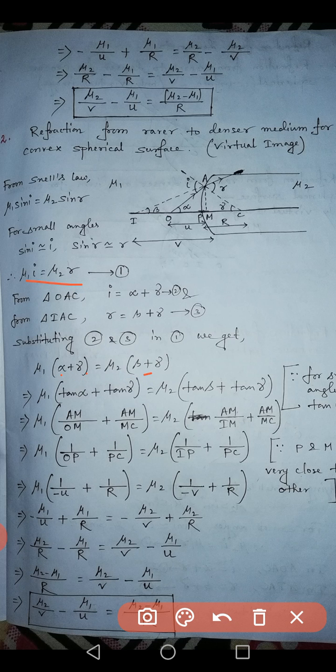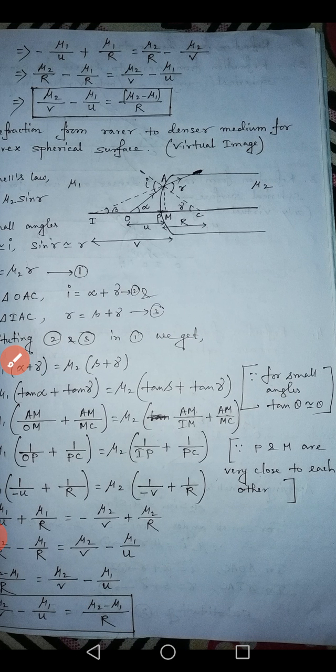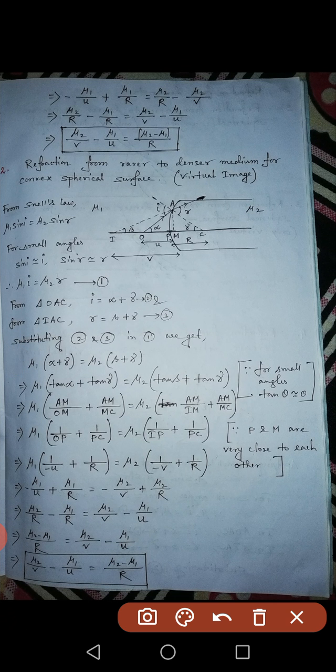Then what do we do? Alpha, beta, gamma, these are very small angles, so we can replace alpha by tan alpha, gamma by tan gamma, beta by tan beta. In this way we replace. Under bracket here I have written: for small angles, tan theta is nearly equal to theta. Then next step, tan alpha, tan beta and tan gamma, that we are going to replace from the figure. From the figure we are going to substitute some values.